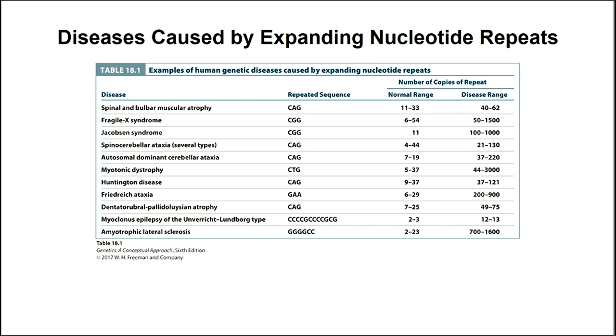So here are some other examples of diseases caused by these nucleotide repeats that can be expanded in DNA replication. We mentioned Fragile X syndrome. We've also talked a little bit about Huntington's disease.